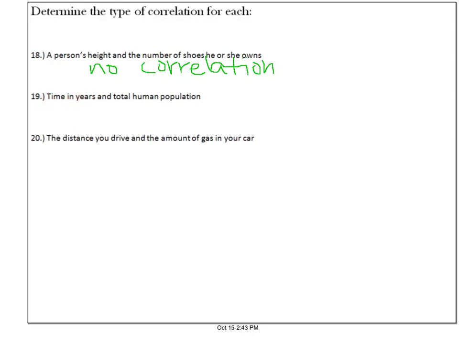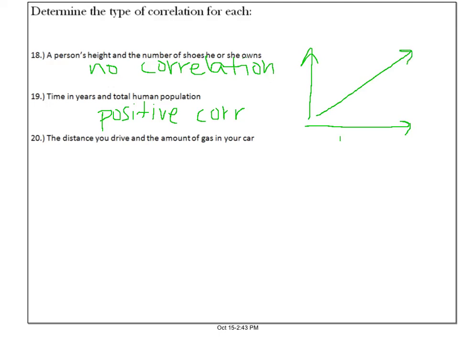19, time in years, total human population. So if you think about, as the years go on, what is happening to our human population? As the years go on, our population is getting larger. So I would say that this has a positive correlation. As the years go on, our population is getting larger. So it looks something like this. This would be years. This would be the population. And as the years are going on, our population just keeps growing.